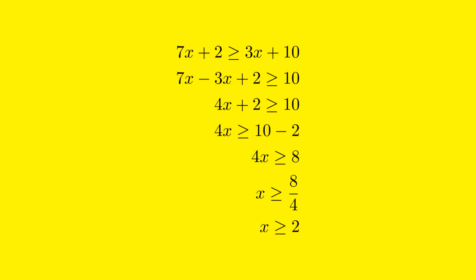Next, we need to remove the 2 from the left side, so we will do this by subtracting 2 from both sides. When we subtract 2 from both sides, our inequality becomes 4x is greater than or equal to 10 minus 2. This simplifies to 4x is greater than or equal to 8, because 10 minus 2 equals 8. Finally, we want to isolate x, so we divide each side by 4. Dividing each side by 4, we have x is greater than or equal to 8 divided by 4. This simplifies to x is greater than or equal to 2. Thus, the correct answer is x is greater than or equal to 2.